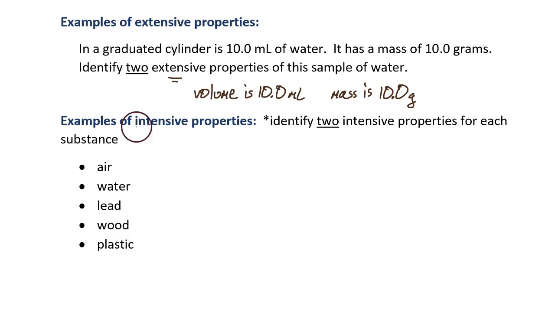Next, let's consider examples of intensive properties. Identify two intensive properties for each substance. I'll pause the video, and for each of these items, list down two properties that depend upon the composition of the substance, not upon the amount that you have.